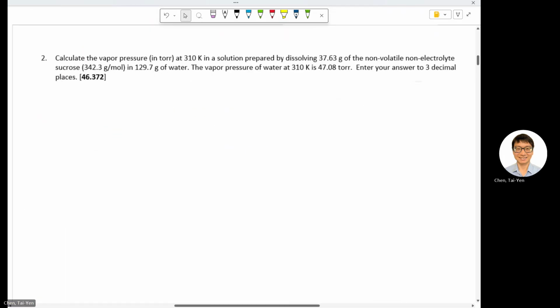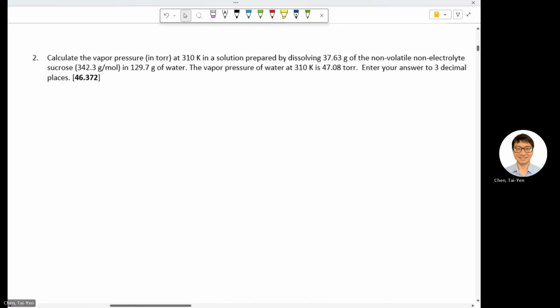Number 2. Calculate the vapor pressure in torr at 310 K in a solution prepared by dissolving 37.63 grams of non-volatile, non-electrolyte sucrose, which has a molecular weight of 342.3 grams per mole, in 129.7 grams of water. The vapor pressure of water at that temperature is 47.08 torr. What's the keyword here? Very good.